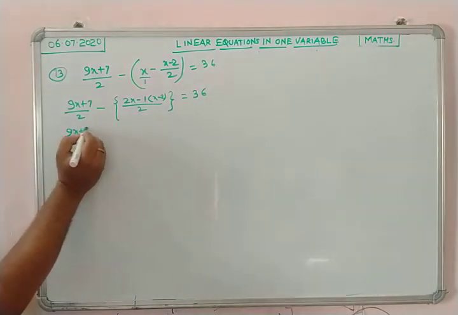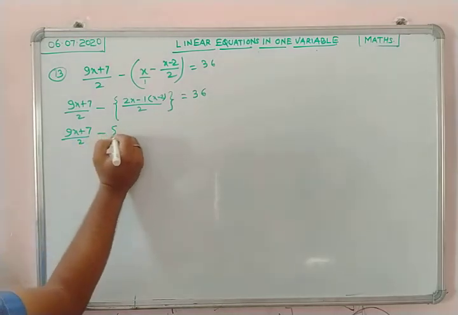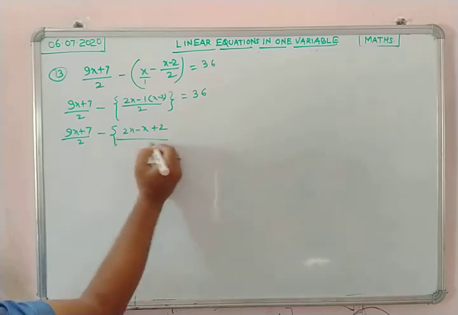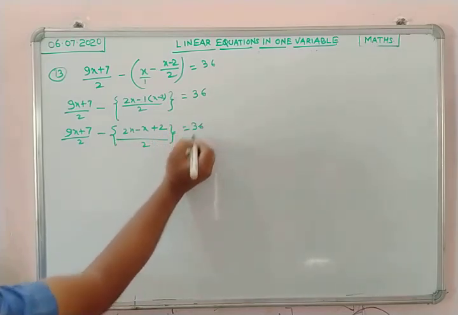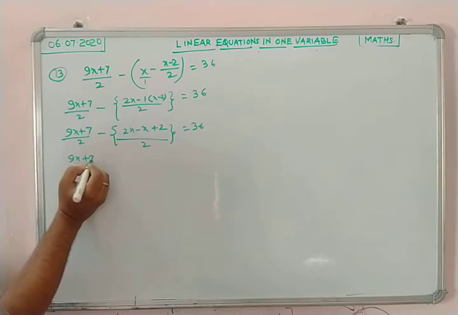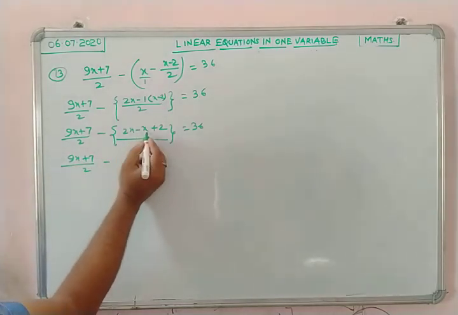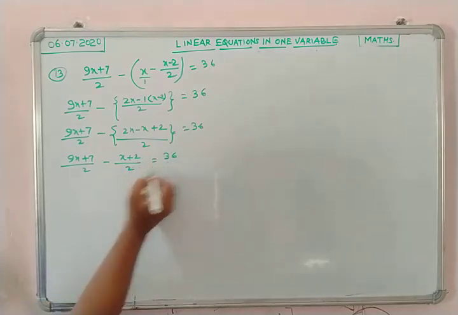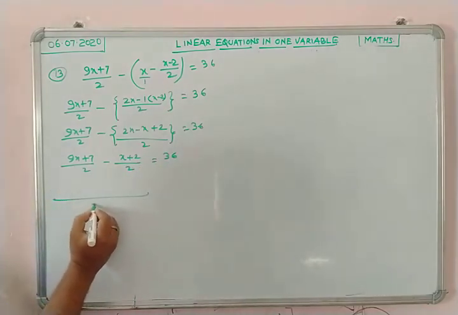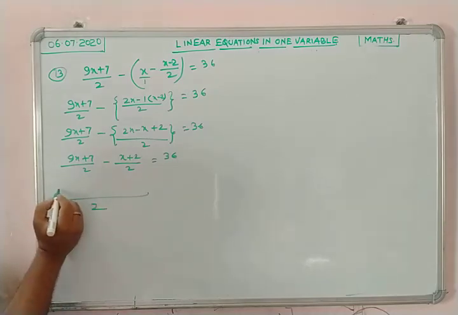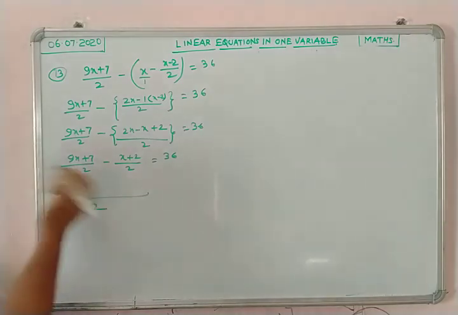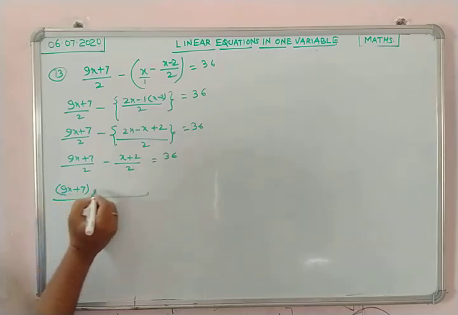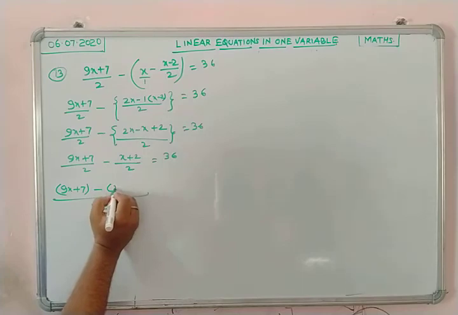So 9x plus 7 by 2 minus (2x minus x plus 2) by 2 equal to 36. That means 9x plus 7 by 2 minus (x plus 2) by 2 equal to 36. Again the LCM will be 2. Multiplying anything with 1 gives the same result. So 9x plus 7 minus, 2 times 1 is 2, again x plus 2.